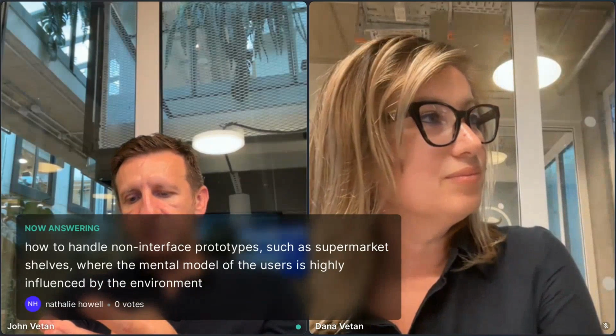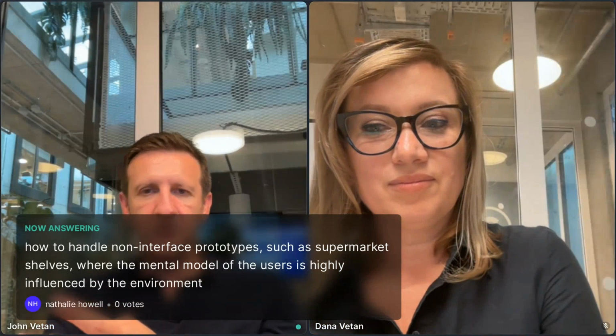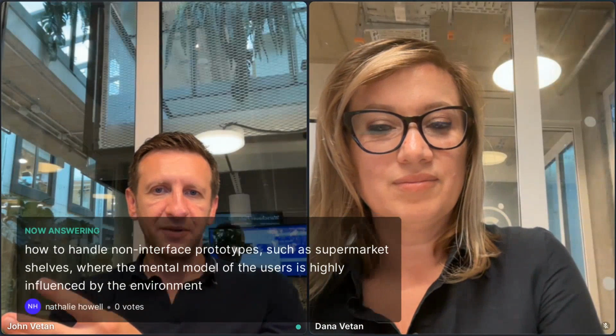My personal opinion is that in a couple of years, AI prototyping is going to evolve to a level where it's going to be very easy to recreate this, but we'll see. We just need to wait and see.